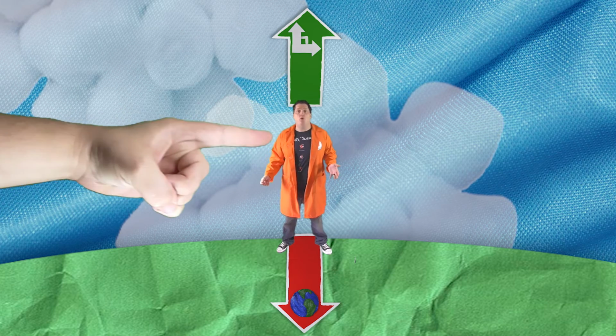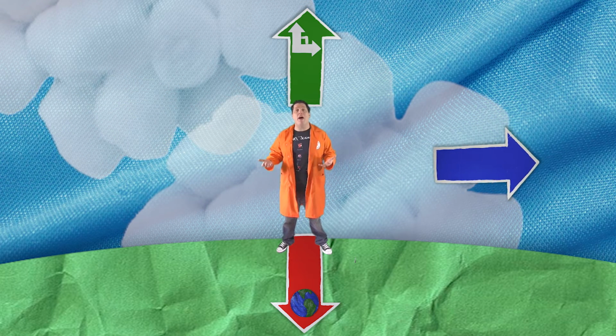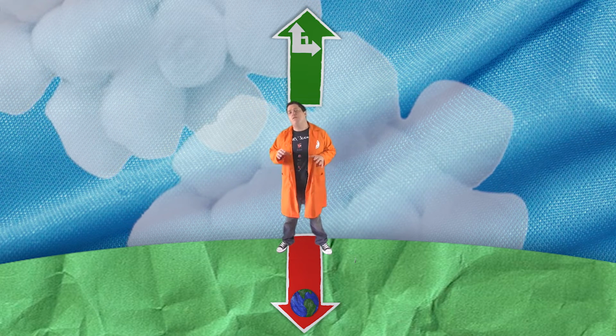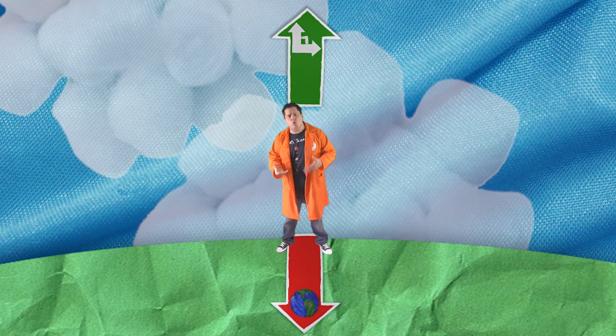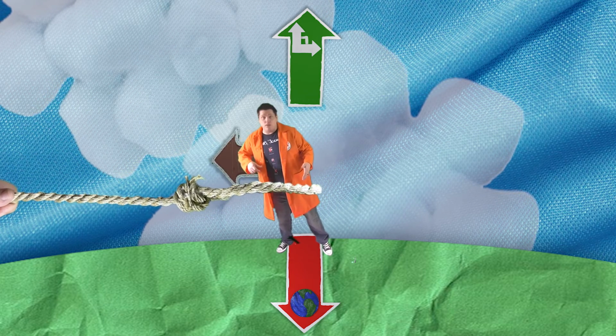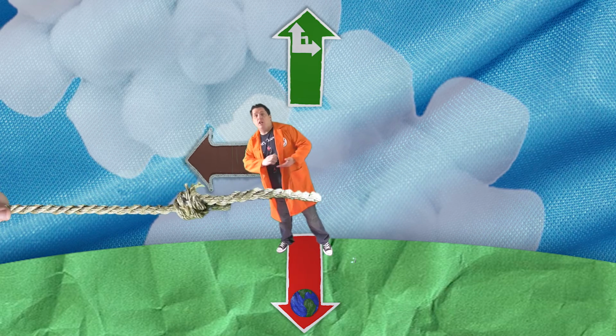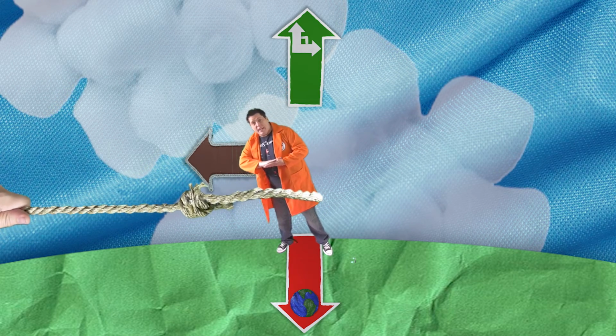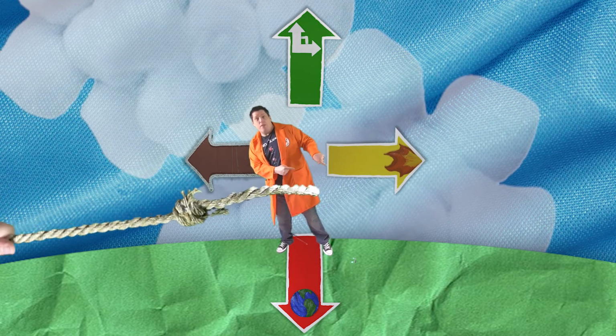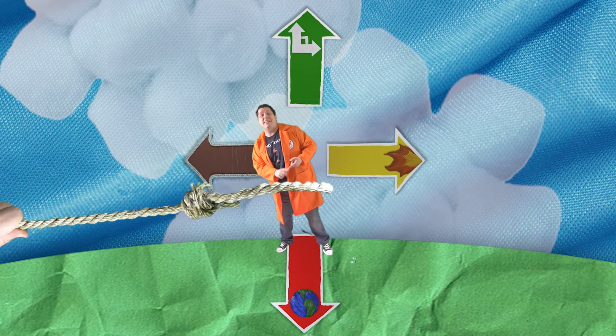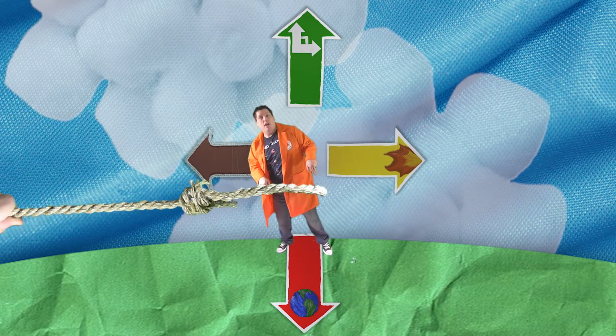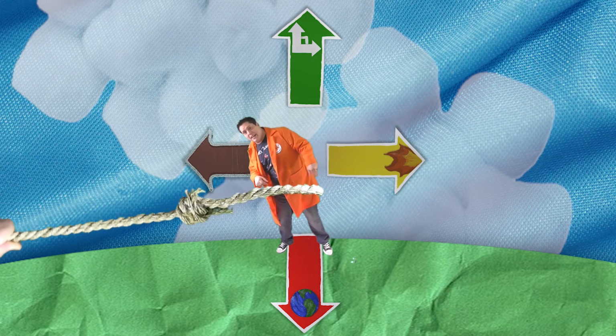Some other forces that could act on me. Anytime I have a general push or pull, we would call that an applied force. If that force involves a rope or a string, we would call it a tension force. Right now, my feet are rubbing against the ground, creating a friction force. That friction force can either be kinetic or static. I'm not moving, so this is static friction.